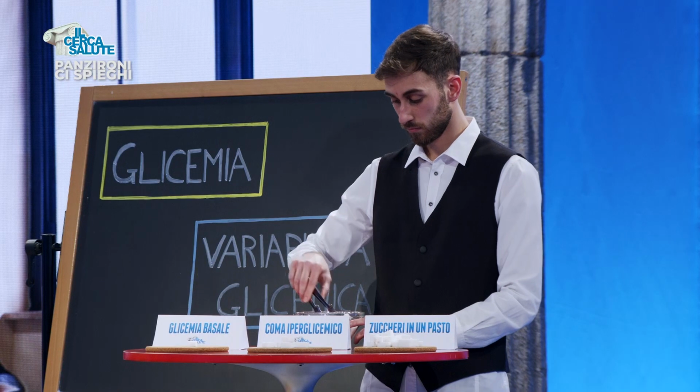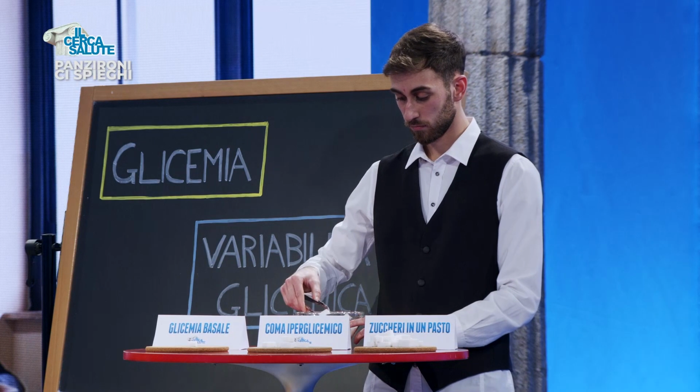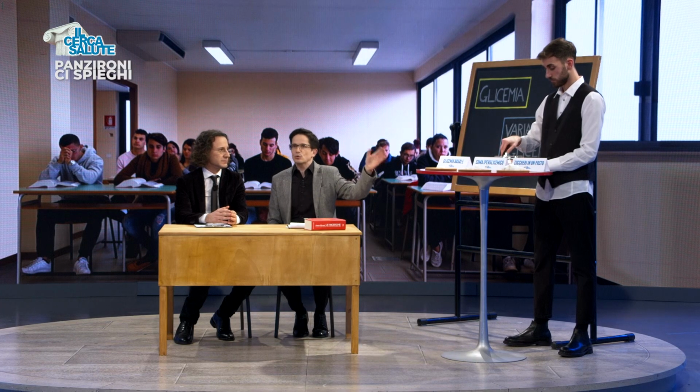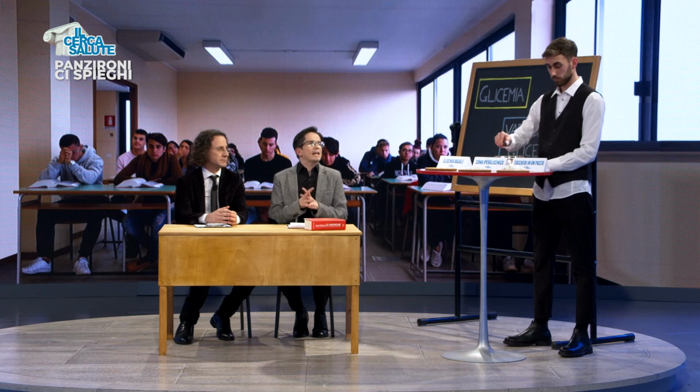So we are basically talking about 30 sugar cubes, since 30 times 5 is precisely 150. So 30 lumps of sugar are contained within an average meal of the Mediterranean diet.